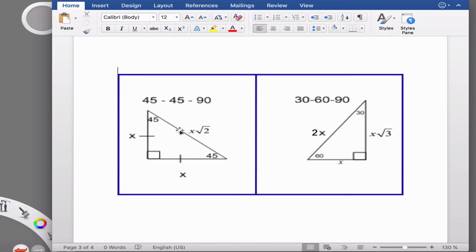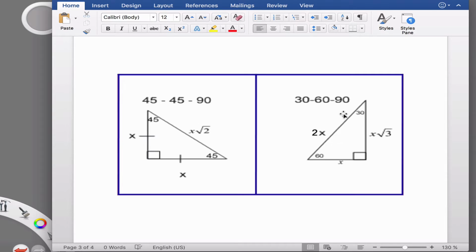Here, you see we have the 45, 45, 90 degree triangle and a 30, 60, 90 degree triangle. The reason they have these names is because, for example, two angles in this triangle measure 45 degrees, and then there's the right angle, which is 90 degrees, hence the 45, 45, 90. Across from each 45 degree angle, we have a side of length x. Across from the right angle, we have the side of length x times the square root of 2.